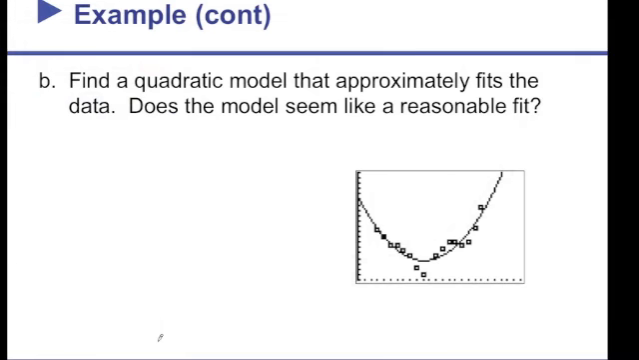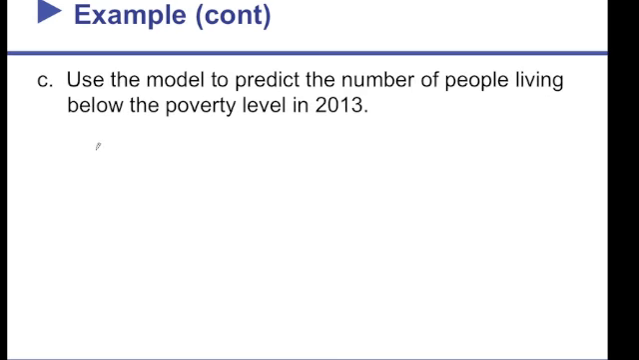The graph, let's do what the equation was. Y equals 0.114 x squared minus 2.322 x plus 45.445. And it does seem a reasonable fit for the number of people below the poverty level.